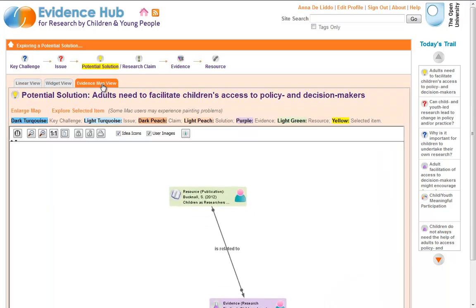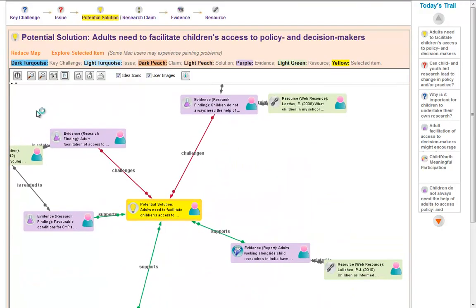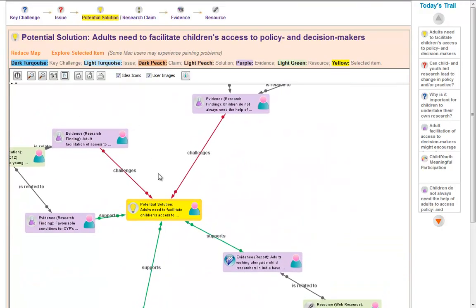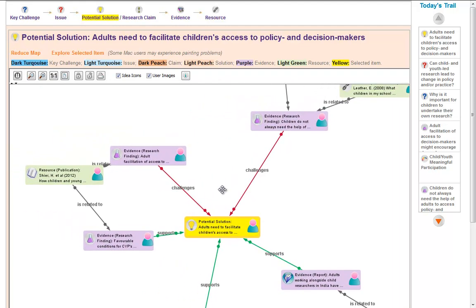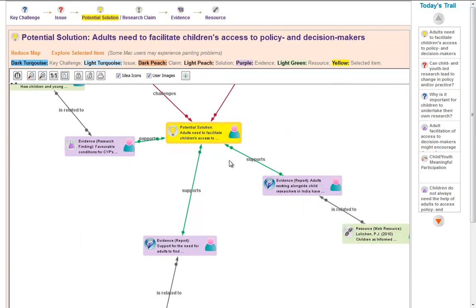and this shows you in a visual format what we know about this solution. And you can see that we have here four purple pieces of evidence. Two of them are challenging this solution and two of them are supporting it.